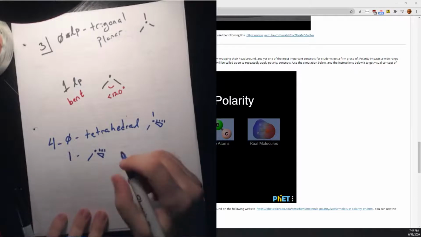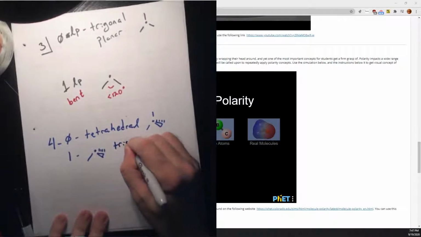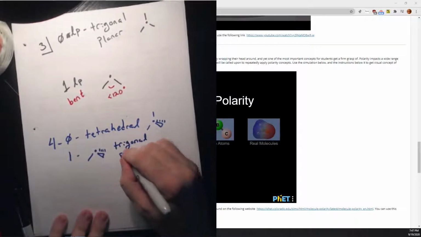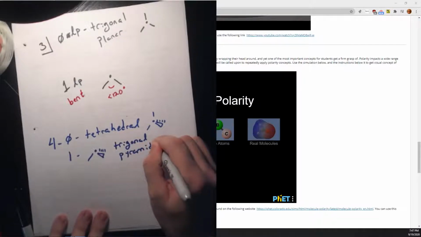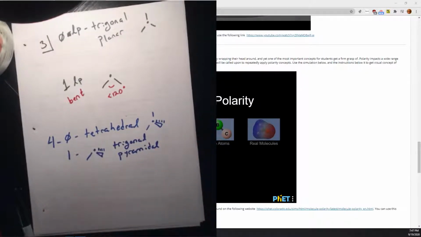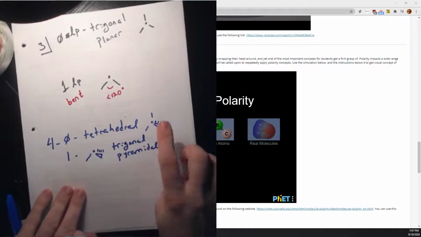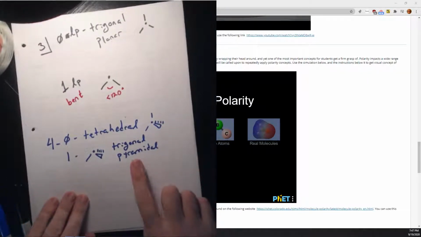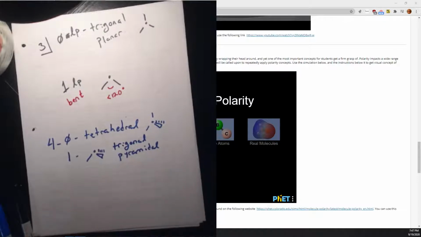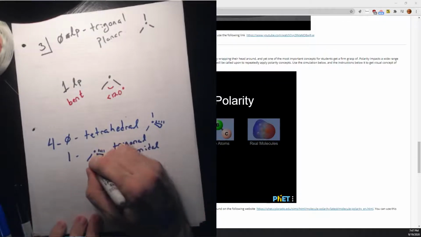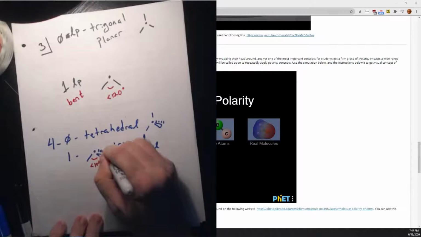So this geometry is called trigonal pyramidal. It is no longer called tetrahedral. I mean, the electron domain geometry is still going to be tetrahedral, but the molecular geometry is trigonal pyramidal. And once again, the bond angle has changed. It is now less than 109.5 degrees.